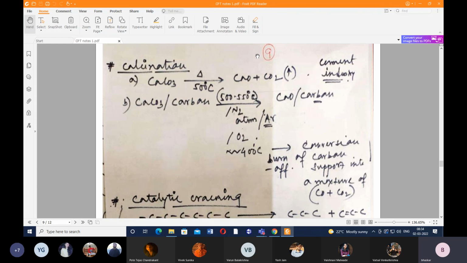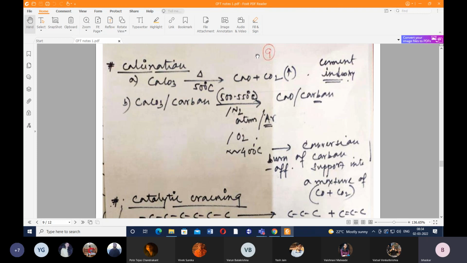Suppose I have got carbon support. Support means, let's assume we have got carbon particles, micron-sized carbon particles. So on top of micron-sized carbon particles, I have got calcium carbonate particles. Calcium carbonate is also micron-sized particles. So I will carry out the calcination reaction. That means the heat treatment. Calcination is sometimes called heat treatment.